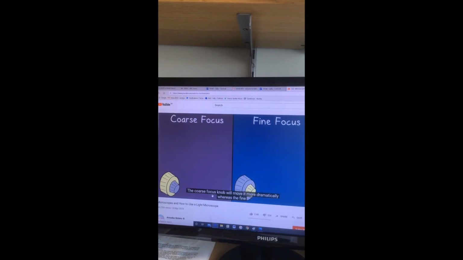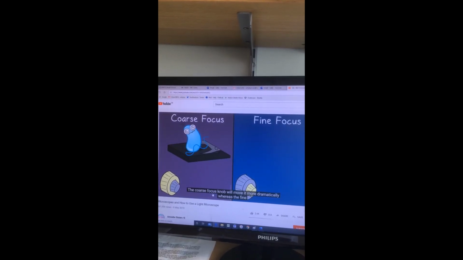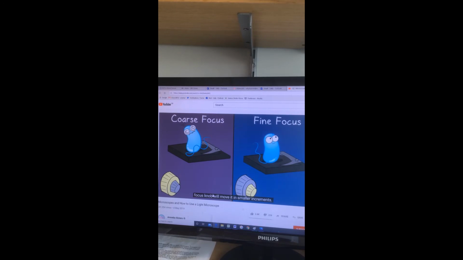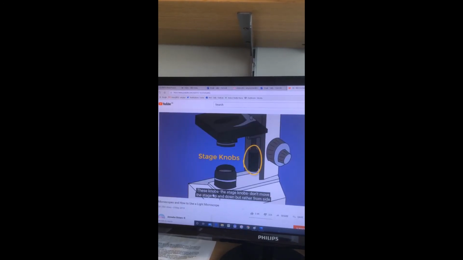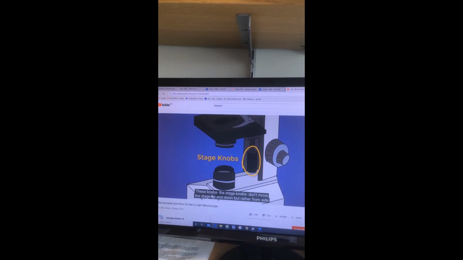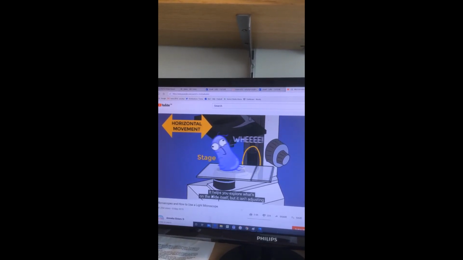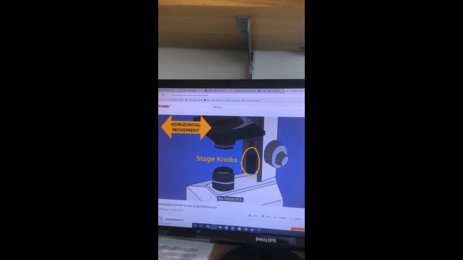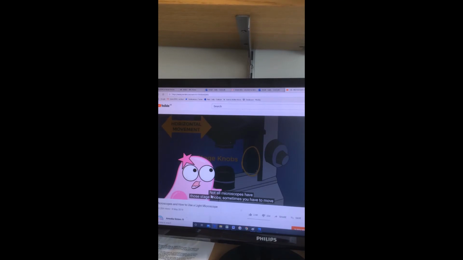The coarse focus knob will move it more dramatically, whereas the fine focus knob will move it in smaller increments. These knobs, the stage knobs, don't move the stage up and down, but rather from side to side instead. It helps you explore what's on the slide itself, but it isn't adjusting the focus of it. Not all microscopes have those stage knobs. Sometimes you have to move the slide manually.